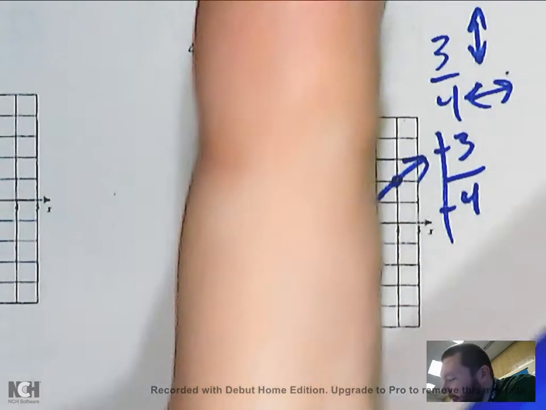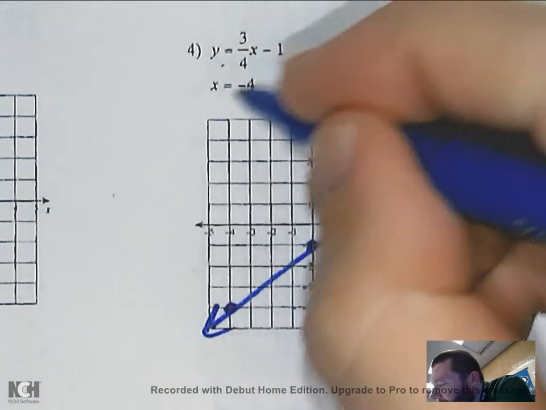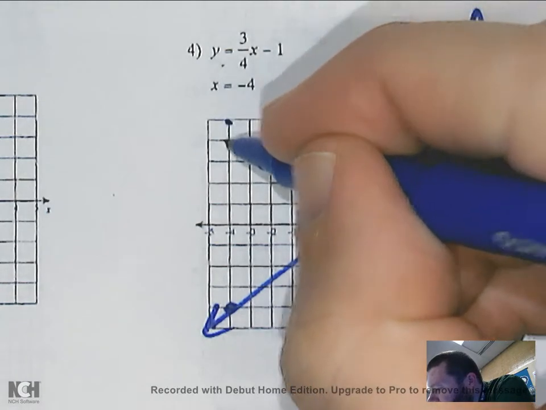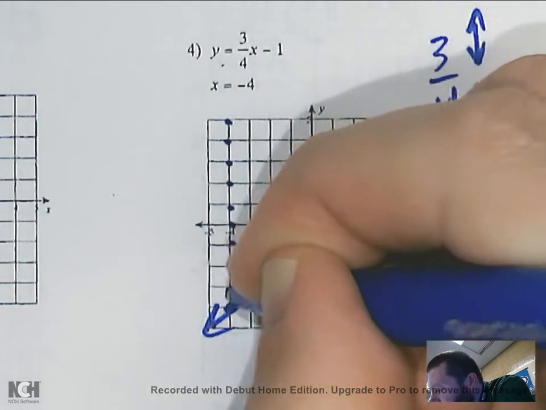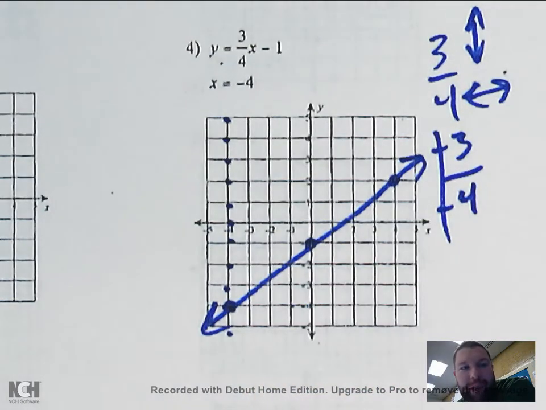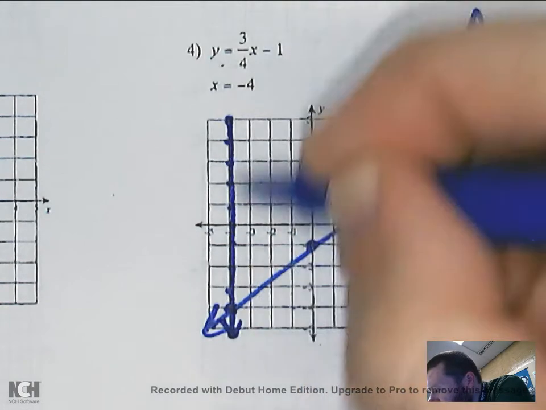It only has the x, so it is a vertical line, right? If all the x values are equal to -4, look at all these points that have an x value of -4. All those points have an x value of -4. So if we connect all those, we get a vertical line.